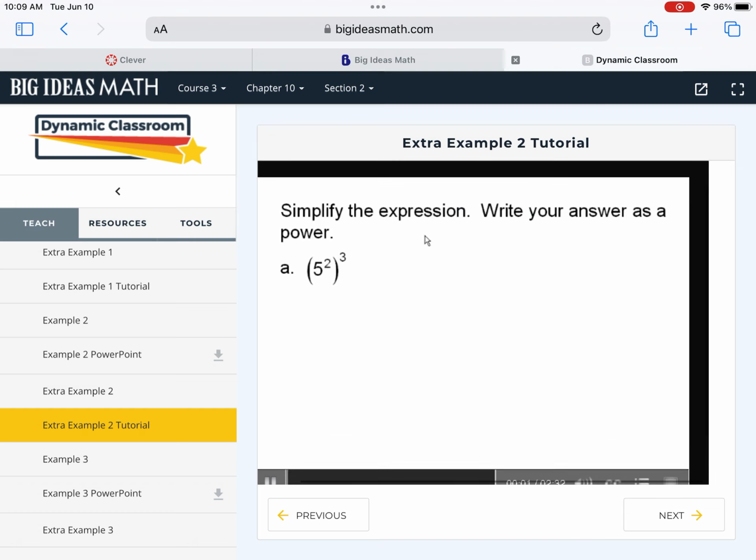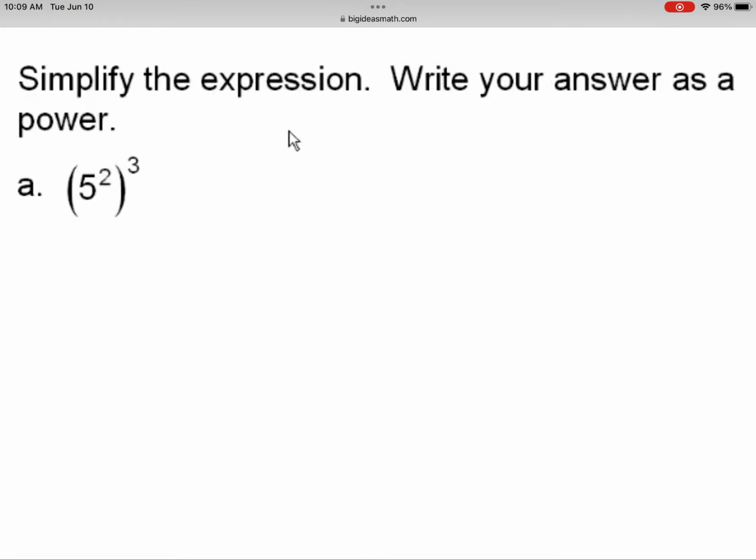Simplify the expression. Write your answer as a power. The expression is the quantity 5 squared raised to the 3rd. To simplify the expression, we want to use the product of powers property, but we do not have powers that are multiplied. Remember that a power is a product of repeated factors, and the exponent indicates the number of times the base is used as a factor.